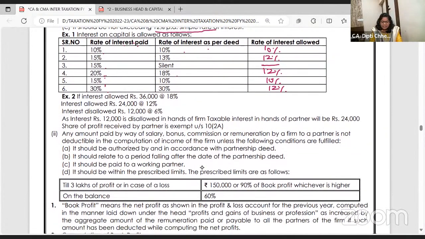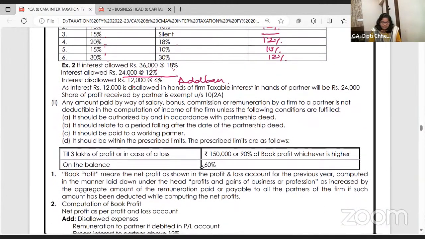If interest allowed is 36,000, at 18%. Interest of 36,000 is given at 18%. How much is allowed? 12%. Can you say 18% is 36, 12 is 24. So how much will be disallowed? 6% interest is disallowed. Add back, not allowed. Add back, not allowed. Clear to all of you?